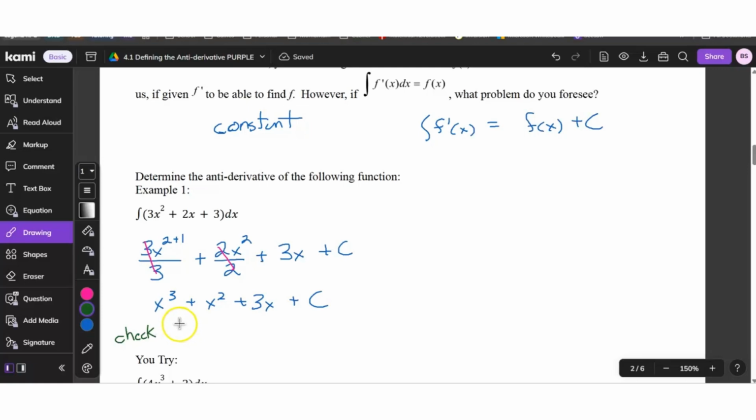So somebody over there said it, yes, it's 3x squared plus 2x plus 3. Is that what I started with? Then I know I did it right. That's the beauty of this, I can immediately check to see, did I do it right? And I did. So you don't have to do this part always, but it's the check that lets you quickly see.